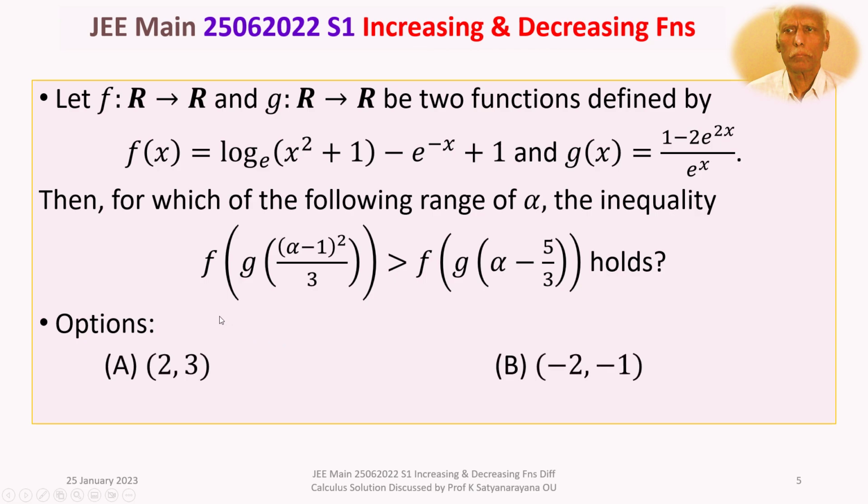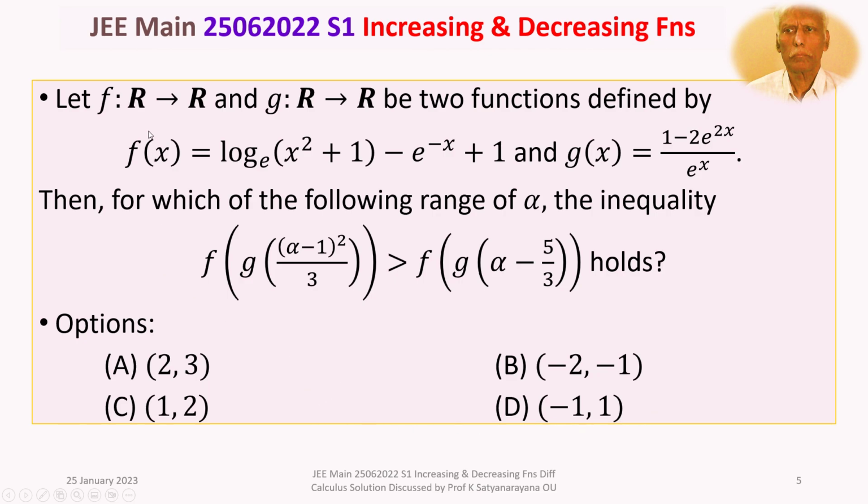We are given four options. Option A, open interval 2 comma 3. Option B, open interval minus 2 to minus 1. Option C, open interval 1 to 2. Option D, open interval minus 1 to plus 1.